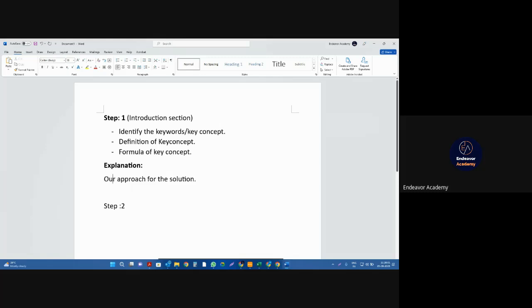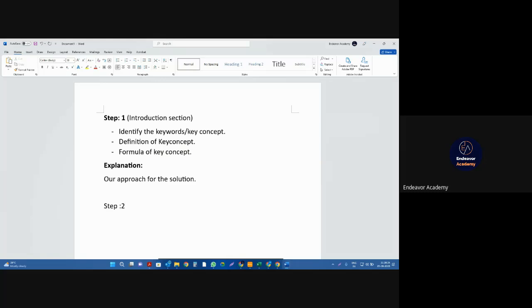This is the structure for our step one. First of all, we will identify the keyword. We will provide the definition. Or if it is an economics question or any theoretical question, then we have to provide some introduction concepts, and I will show you some examples also for that. And this is for the explanation. In the explanation section, we will provide our approach for the solution.